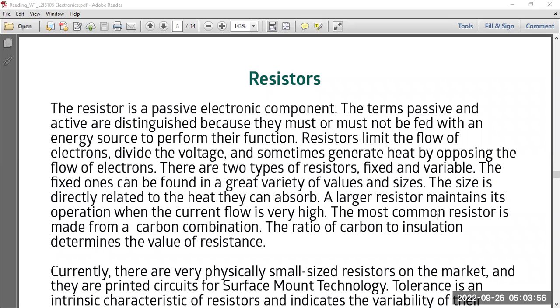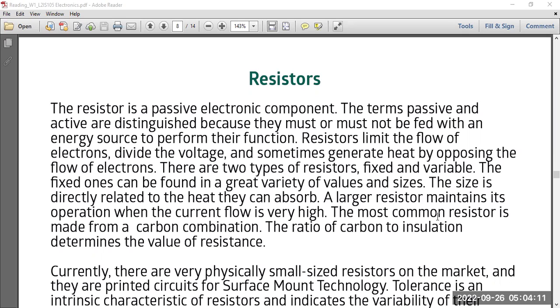So now let's start with our new topic. And for this, I am sharing the screen now to you. So our topic for today is resistors. We have been going through resistors in previous lectures as well, but we will be studying this topic in much more detail in today's class.